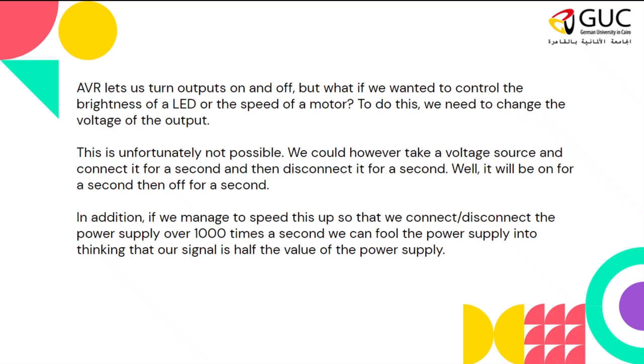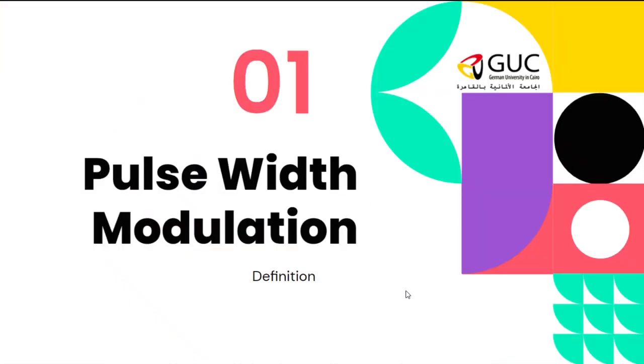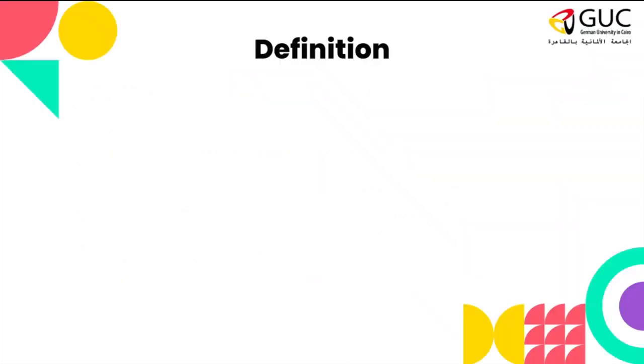Our alternative way is to keep on turning on and off our power source across the period to have an average voltage of 2.5. Okay, what is this called? This is called pulse width modulation.